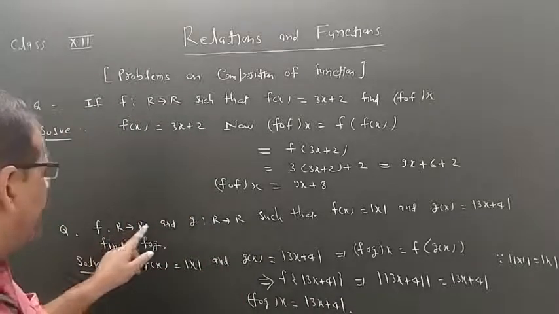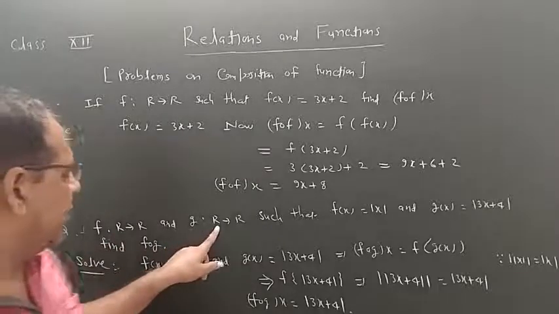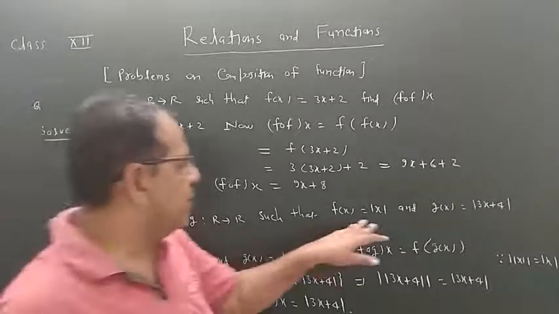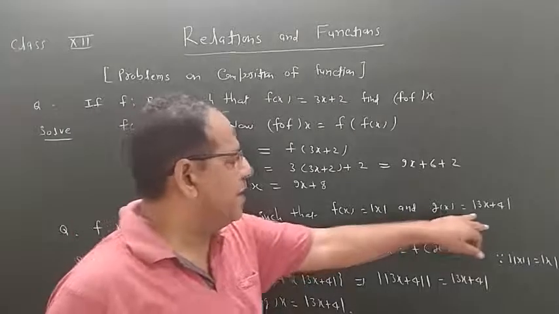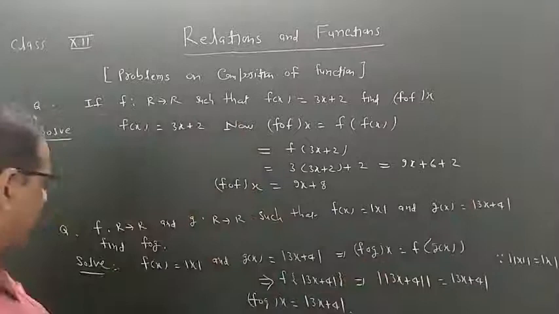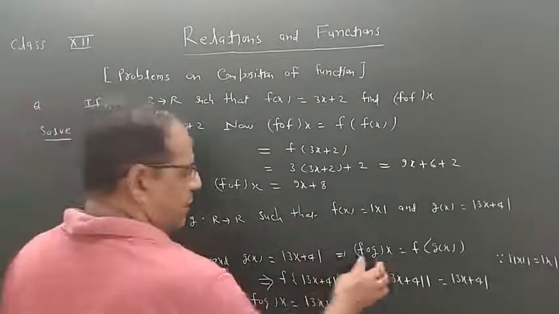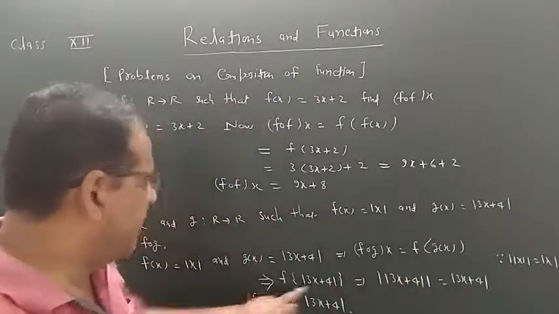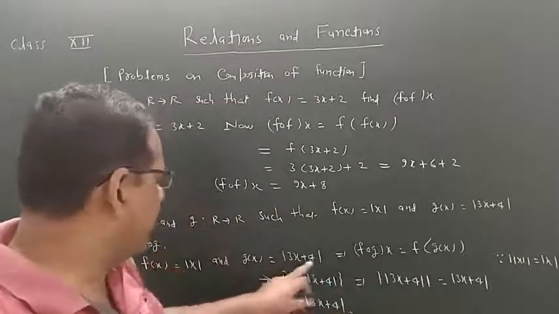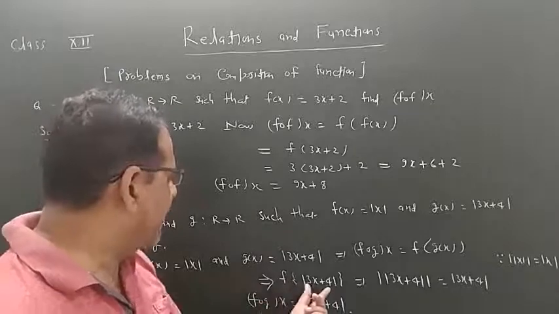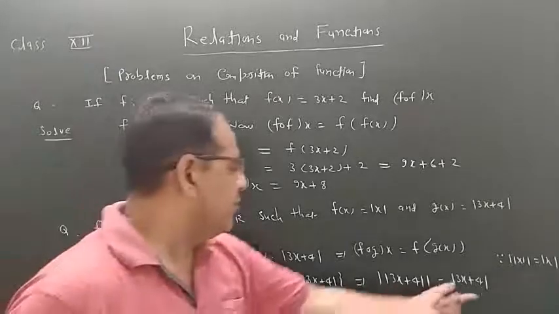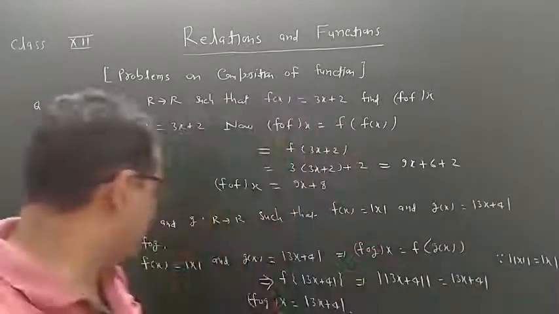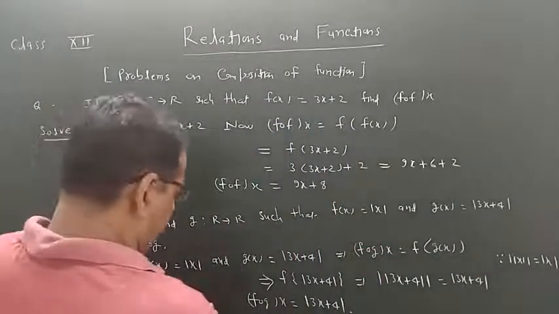So this is the question. f is the function from R to R, g also a function from the set of real numbers to the set of real numbers. We want to find here fog, where f(x) is defined as mod x and g(x) is also defined as mod of 3x plus 4. So we start with fog(x). This can be written as f of g(x). g(x) is defined as mod of 3x plus 4. So now f is again mod x, so mod of 3x plus 4, because mod of mod x is mod x. So this is the value of fog(x).